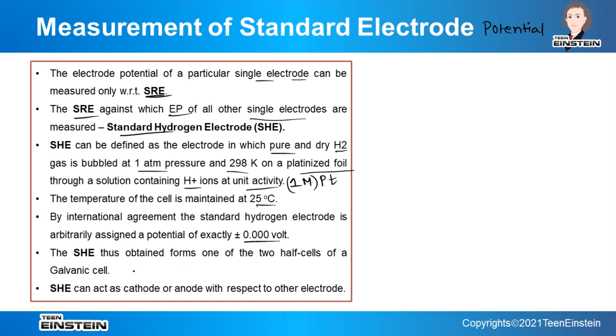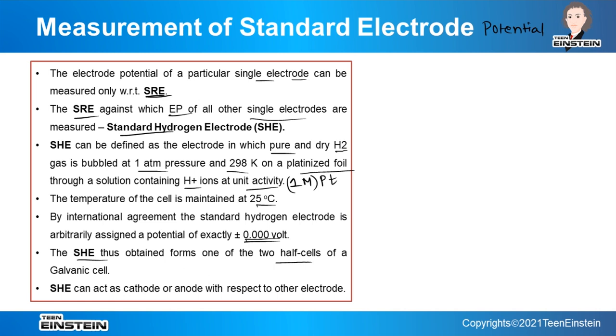Fine. So the SHE is thus obtained as one of the 2 half cells of a galvanic cell. So SHE, its reduction potential, is considered as 0. The overall potential we can measure, we can see it in the voltmeter, and in this way, when we consider these 2 values, we can easily get the unknown electrode potential of the other system, that is the other half cell. Now the question may arise whether SHE will be anode or cathode.